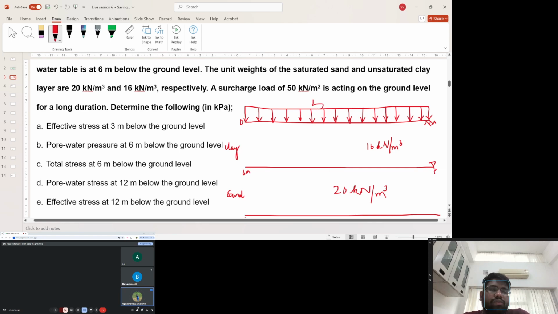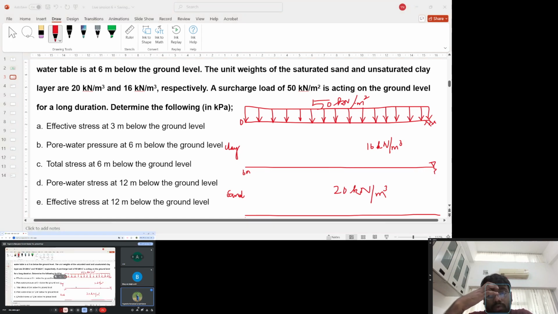Which is 50 kilonewton per meter square. So before solving this, since there are some new undergraduates, first it is important to understand what is surcharge load. So how do you define surcharge load? How do we exactly define surcharge load?